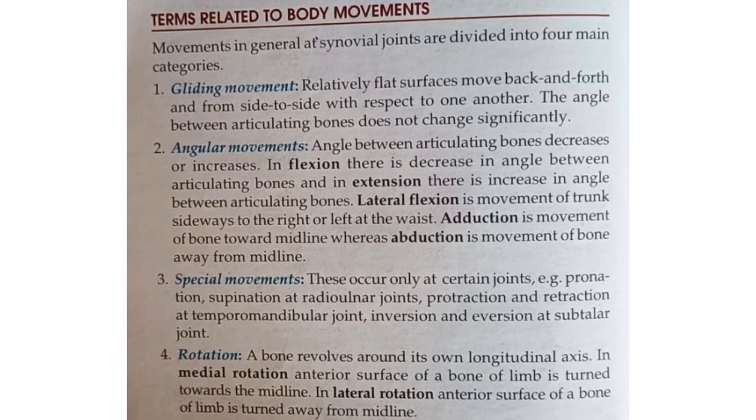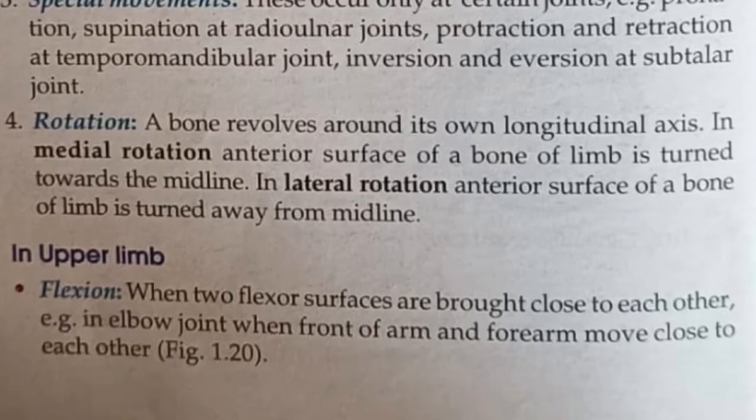So what kind of body movements do you have to understand? There is a gliding movement, angular movement, spatial movements and rotation. There is circumduction, medial rotation, lateral rotation. All this you will see in the rotations. Coming to the upper limb, which is the arms or the hands, you basically say this is the upper limb, we say in anatomy.